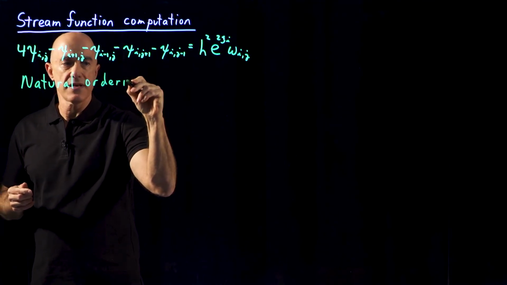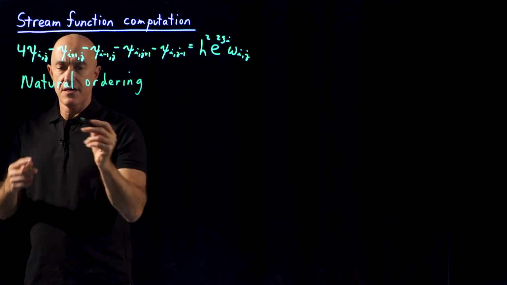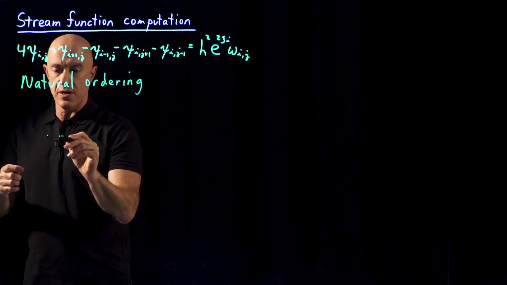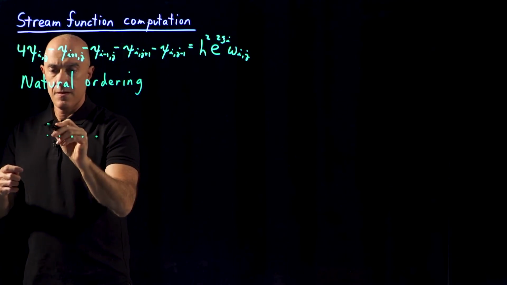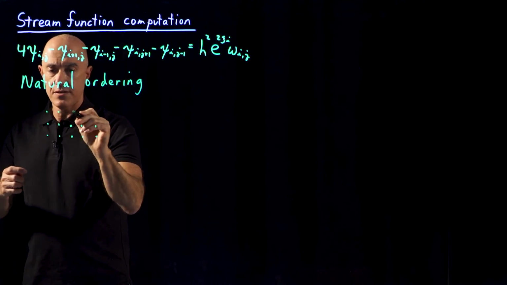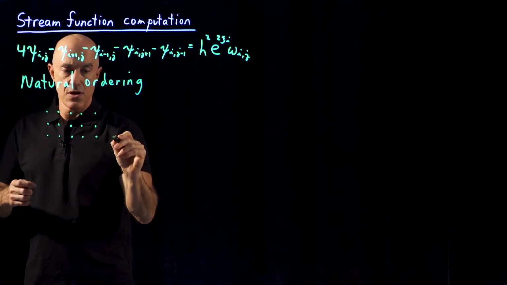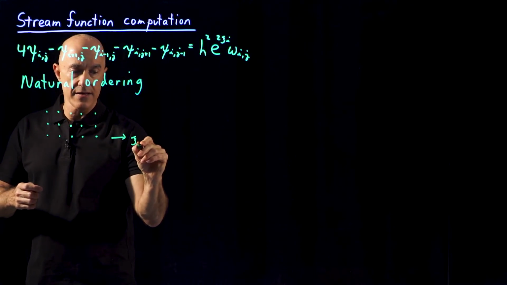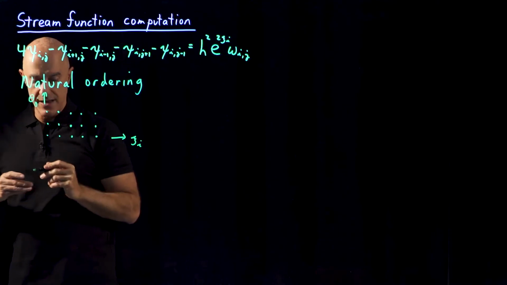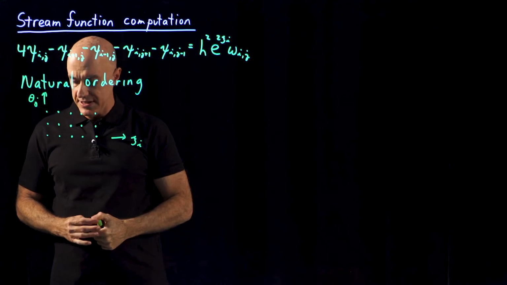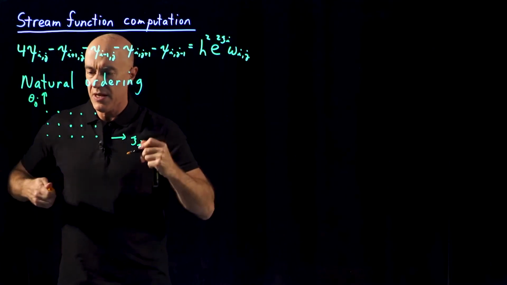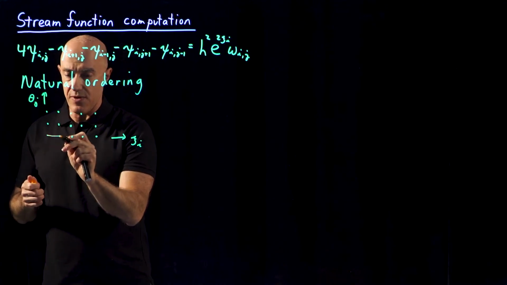I talked about this in my numerical methods class. So let's say we have a grid. So I will draw a grid here. Let's draw 3 lines. So this is our psi sub i direction. This is our theta sub j direction. So this is our grid. So natural ordering then orders the points on this grid such that we go in this direction.